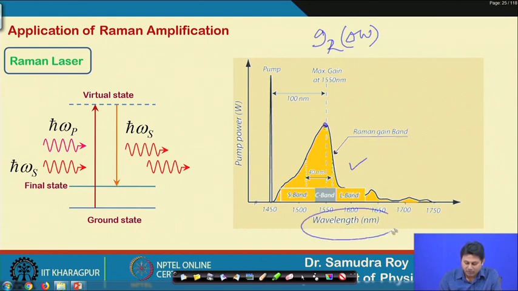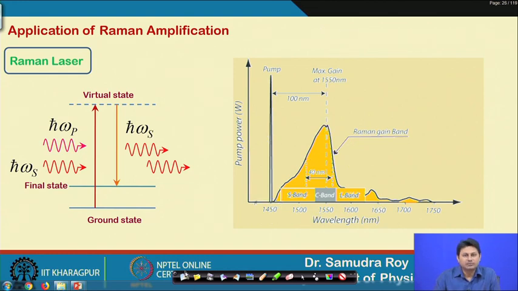Here I plot the wavelength. This wavelength axis suggests that if I pump at this point, say at 1450, the highest efficiency will be here. So, I will generate Stokes light very efficiently at this point, which is 100 nanometers apart. This frequency is smaller, so the wavelength is higher. Based on this curve we can generate the Stokes wave. This is a very well known gain curve for silica fiber.